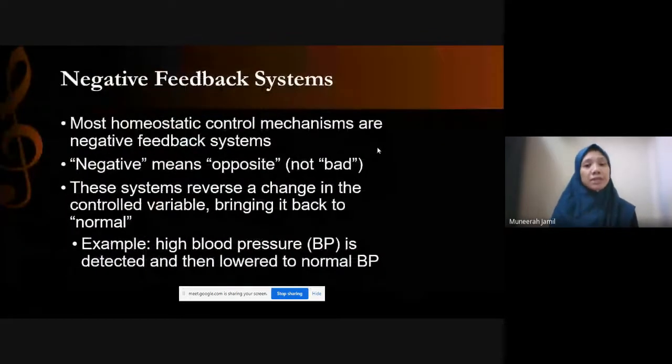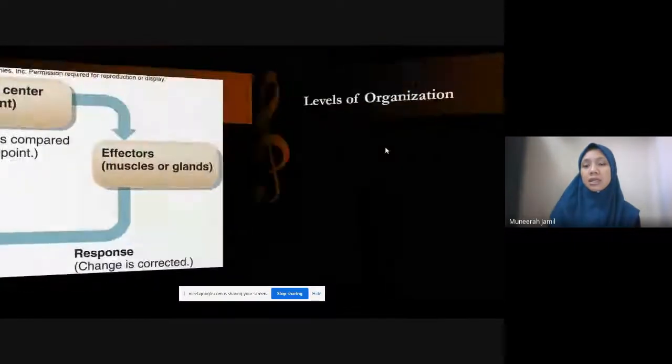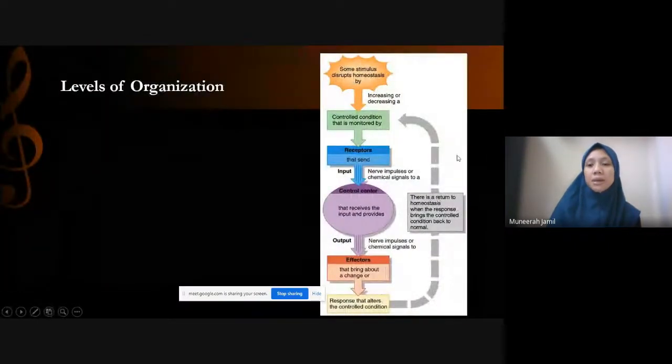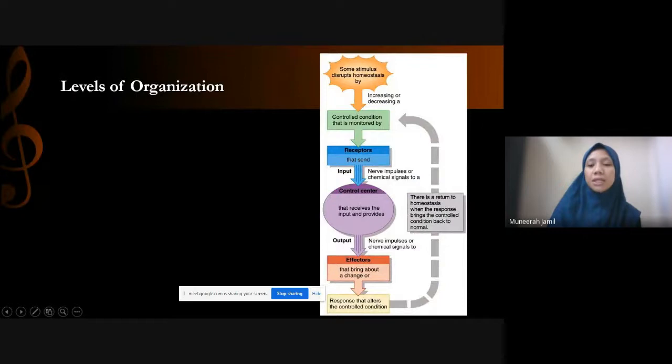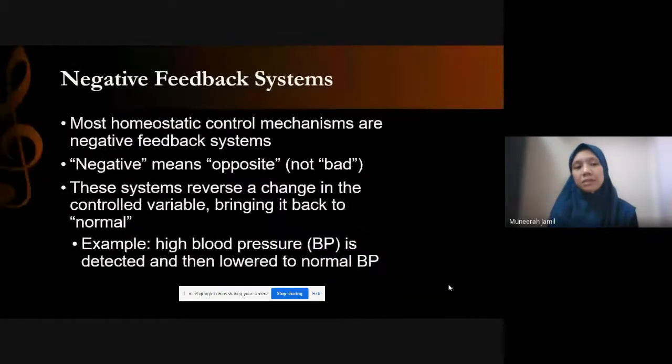So let's go to the negative feedback dulu. So tadi yang bila saya sebut dekat sini, yang inilah yang kita panggil sama ada berlakunya negative feedback dekat sini ataupun daripada effector, daripada effector sampailah ke sini balik semula, it's either a negative feedback ataupun a positive feedback. So let's just see what does it mean by negative feedback.